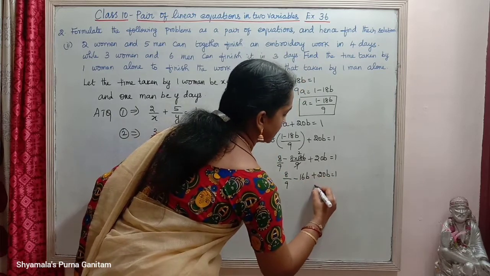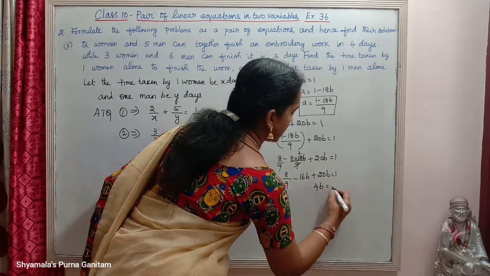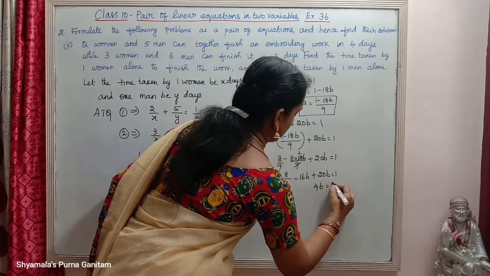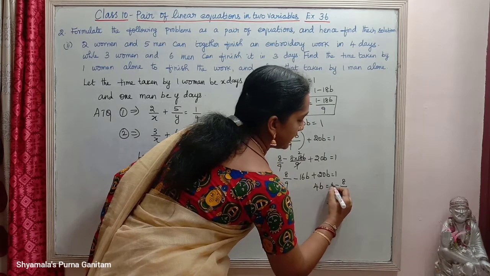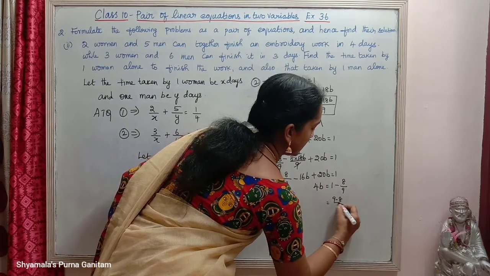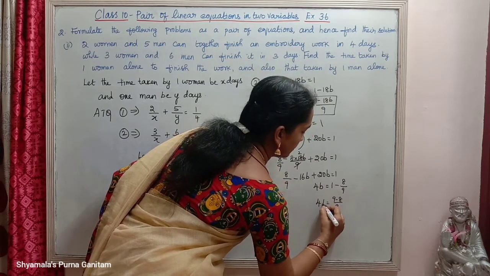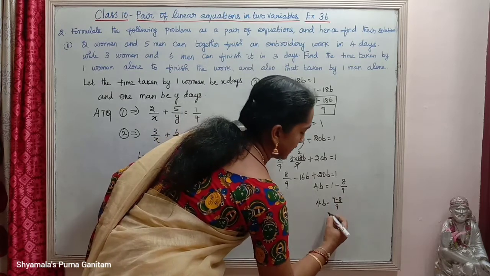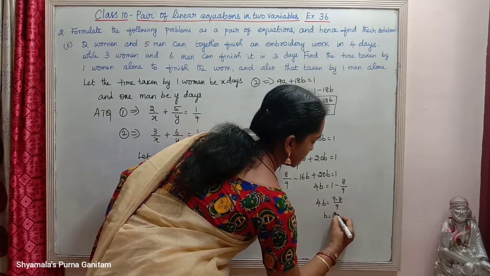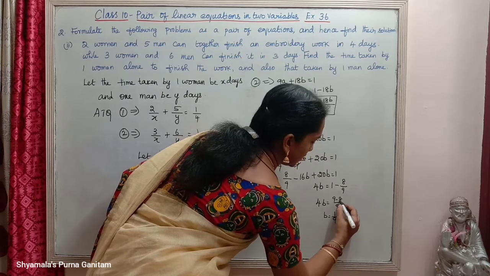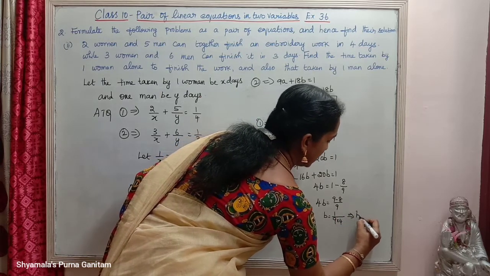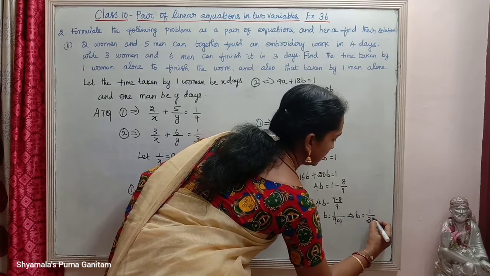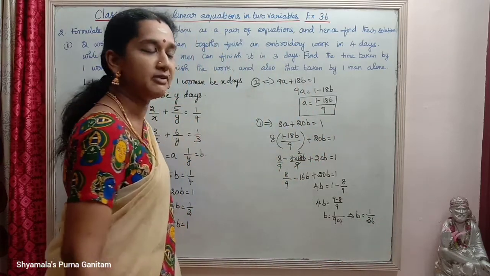When we simplify this, we get 4b is equal to 1 minus 8 by 9. 9 1s are 9, so 4b is equal to (9 minus 8) by 9, so b is equal to 1 by 9 into 4. So I get the b value as 1 by 36. This is my b value.